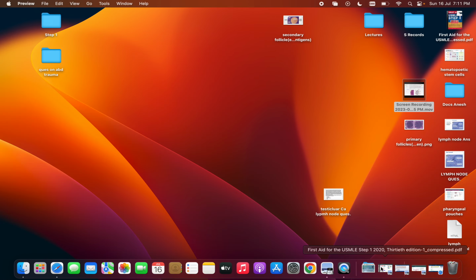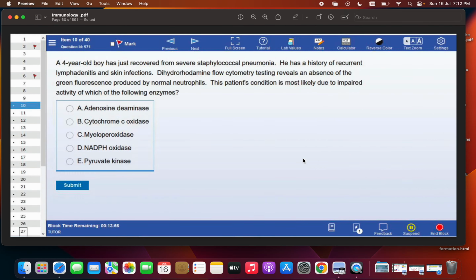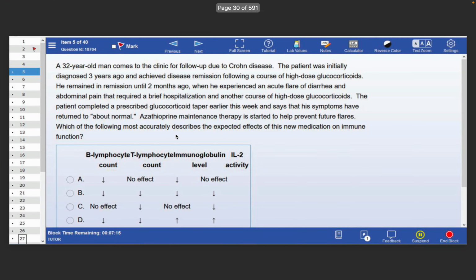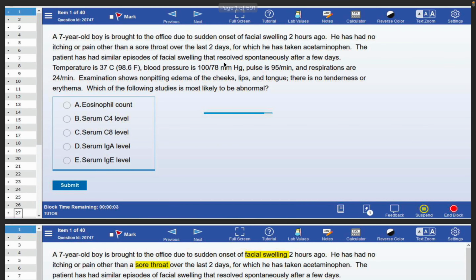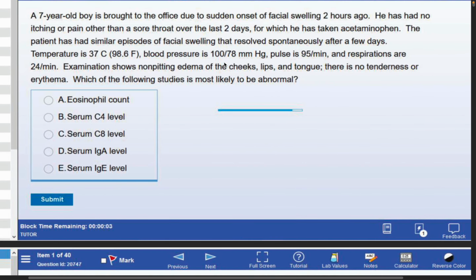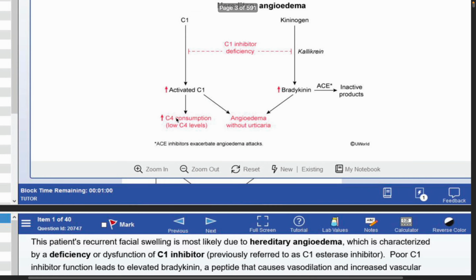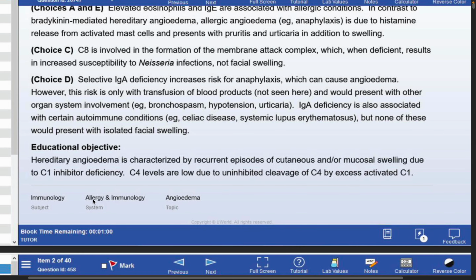When I used to study I used a pattern. Suppose this is UWorld, and this is a question. First of all, I just used to attempt this question. I attempted it, and first of all I went wrong. There is no problem. I will read this whole explanation and understand it. Then I will see which topic this is. This is the allergy and immunology topic, angioedema.